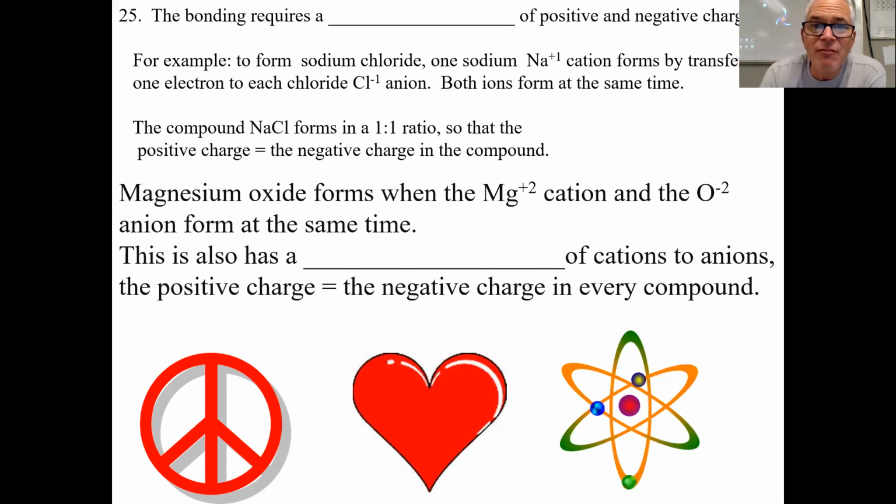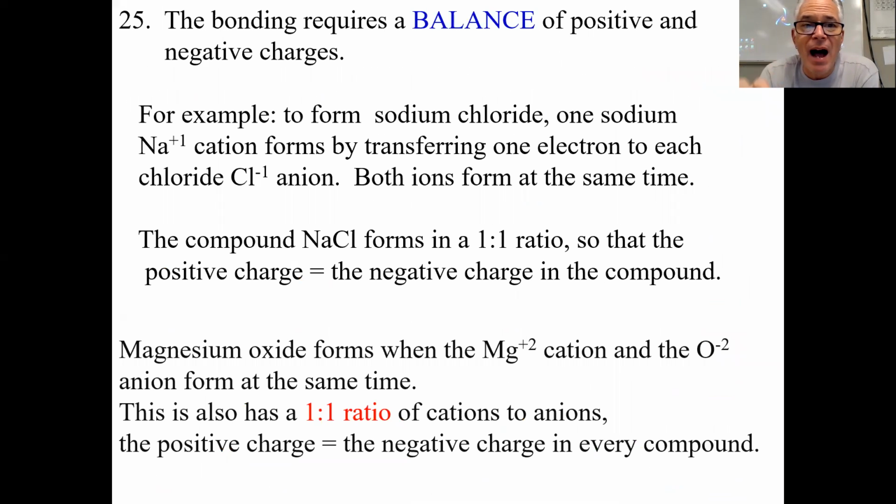Okay, bonding requires a balance of positive and negative charges. The positive cations and the negative anions come together and they have to balance. In order to make sodium chloride, the sodium is a +1 ion. The chlorine is a -1 ion. +1, -1. The sodium transfers 1 electron to the chlorine. The +1 and the -1 become wildly attracted and they bond, in a 1-to-1 ratio, into sodium chloride.